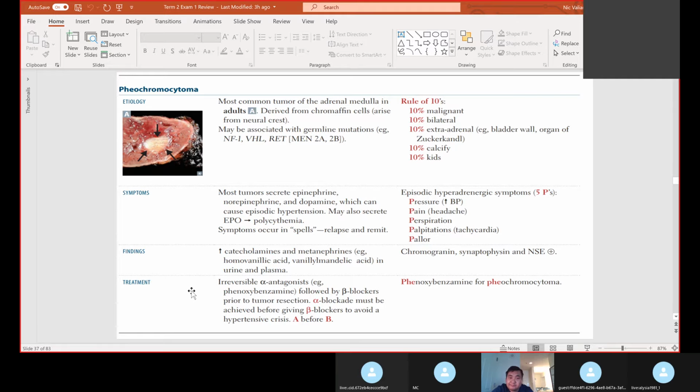How about for symptomatic treatment? What are we going to give? A reversible alpha antagonist from term 1.